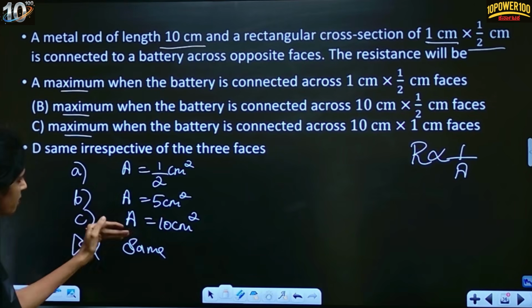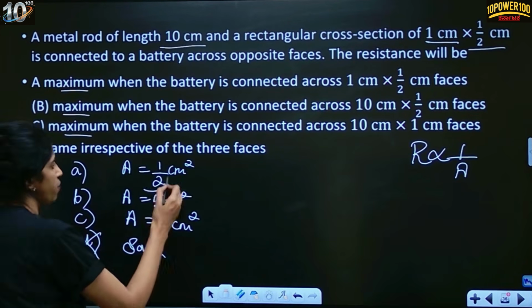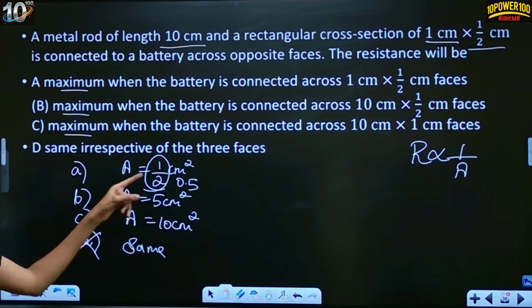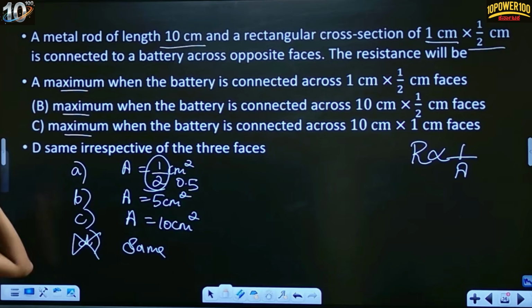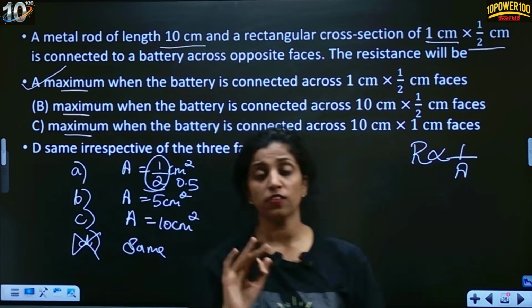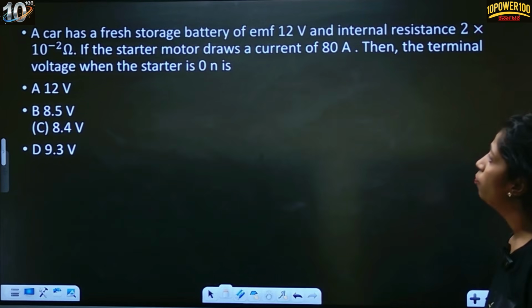So where area is less: 0.5, 5 and 10. In which case is area less? Of course, 0.5. Compared to 5 and 10, 0.5 is less. So 0.5 is less means resistance will be maximum. So option A is the correct answer. This is a simple logic as I said. Fine. Now, moving to the next question.